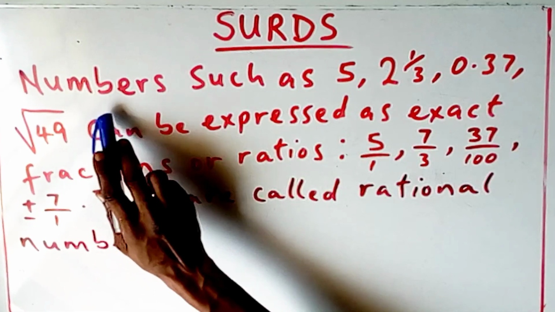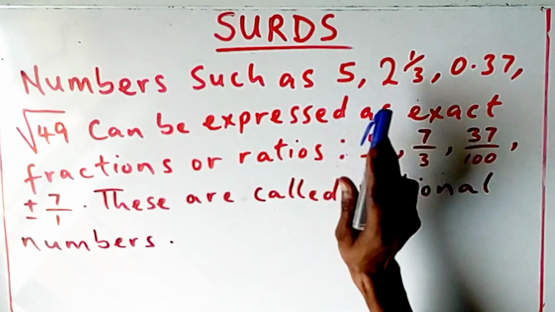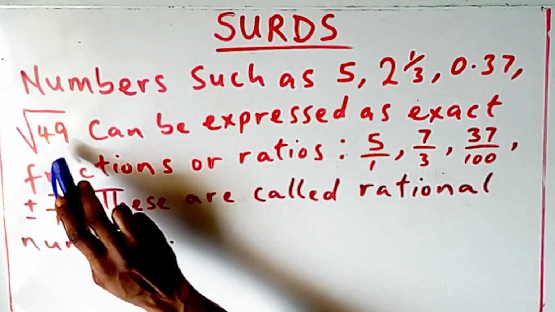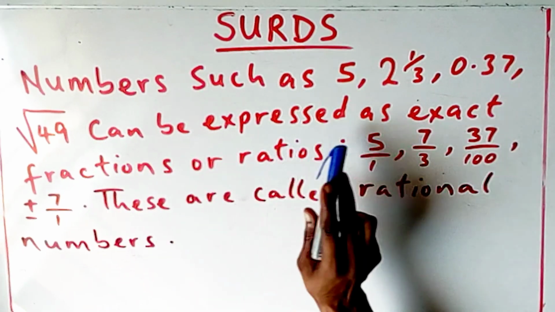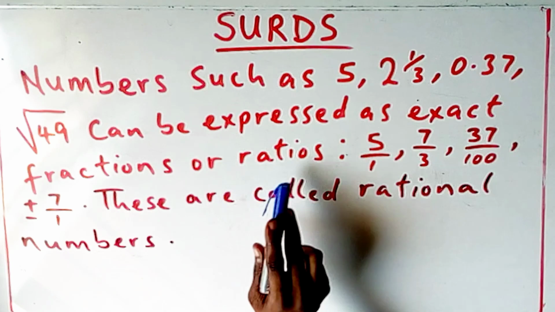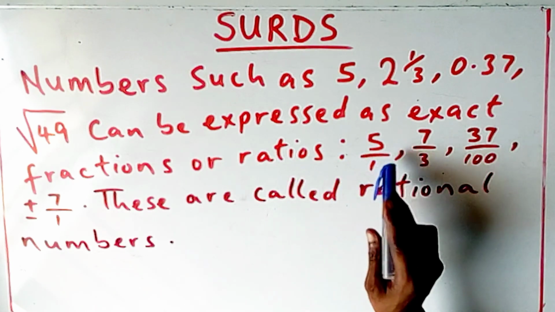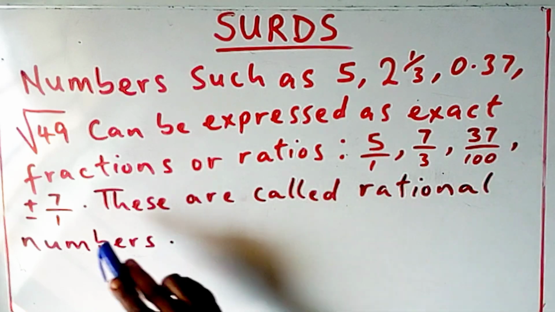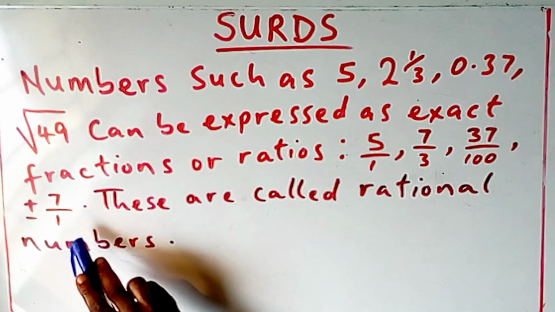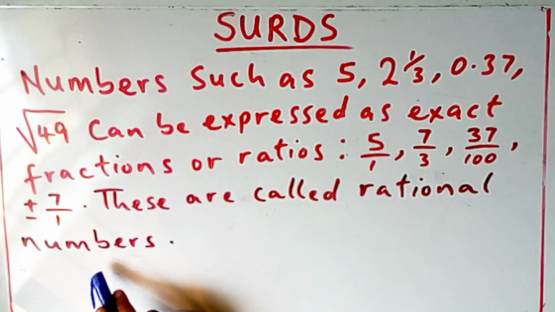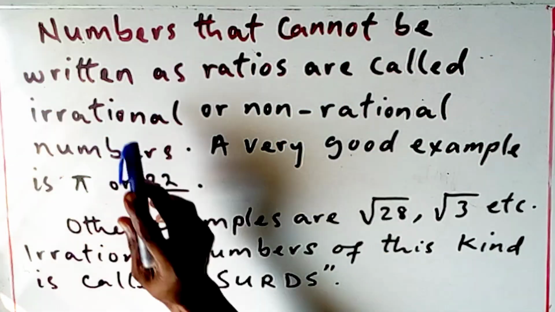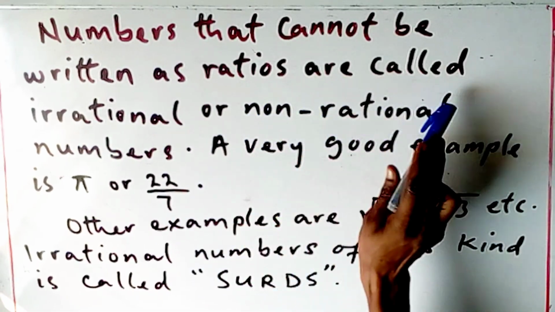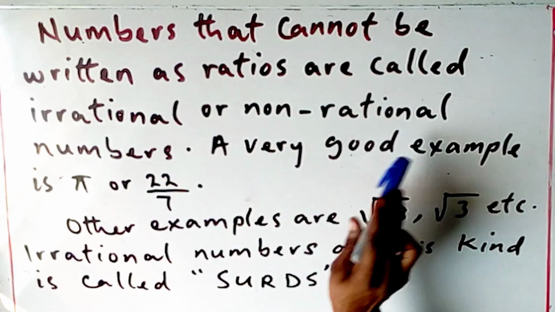Surds. Numbers such as 5, 2 whole number 1 over 3, 0.37, root 49 can be expressed as exact fractions or ratios such as 5 over 1, 7 over 3, 37 over 100, plus or minus 7 over 1. These are called rational numbers. Numbers that cannot be written as ratios are called irrational or non-rational numbers.